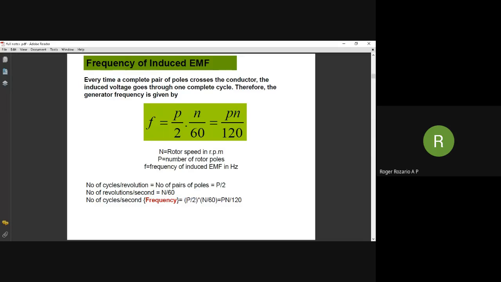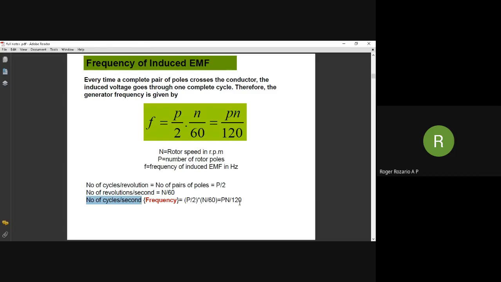When you multiply the number of revolutions per second, you will get the frequency of the induced EMF. Simple concept. Frequency is nothing but number of cycles per second. So P by 2 into N by 60, which is Pn by 120.